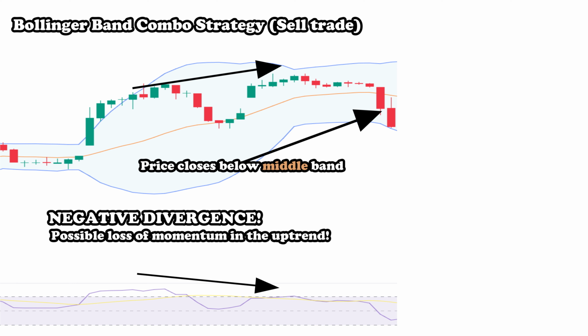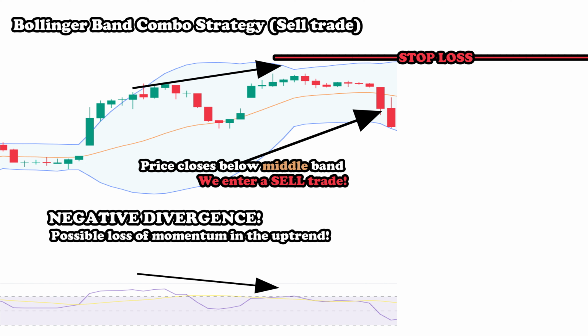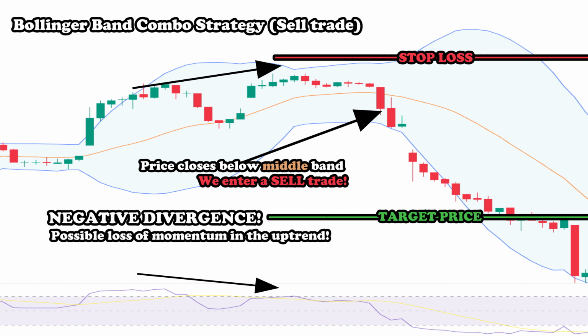Once this occurs, we sell the stock at the close of that candle. We keep our stop loss above the upper band and set our targets at a 2-to-1 risk-reward ratio. The stock had a 2% move in the hours following our entry.